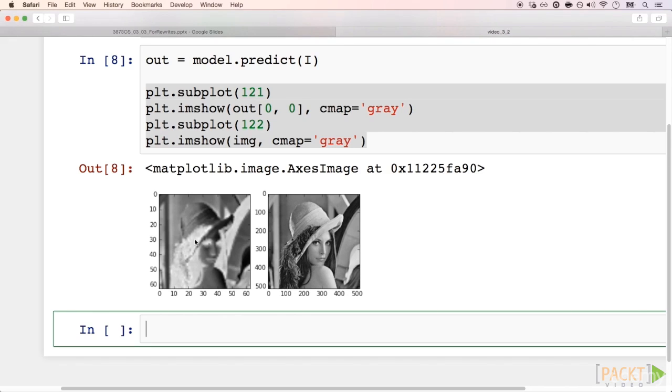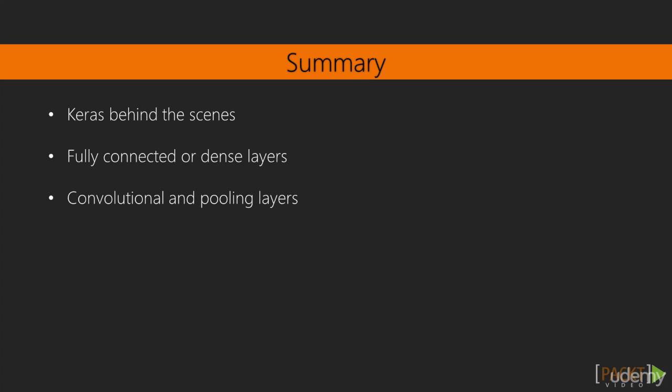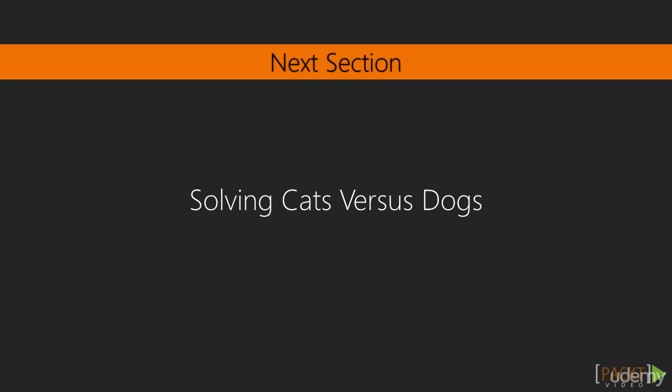And this ends our video. Here we investigated what convolutional and pooling layers are. We finished implementing convolutions in both pure Theano and Keras. In this section, we saw how Keras works behind the scenes and investigated the most basic but fundamental types of deep learning layers, namely fully connected or dense layers and convolutional and pooling layers. In the next section, we will cover advanced convolutional architectures and the cats versus dogs dataset.